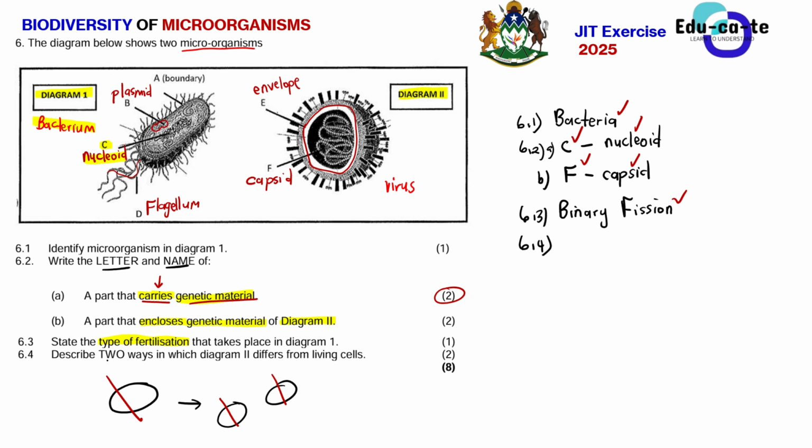Now, describe the 2 ways in which diagram 2 differs from living cells. Look at diagram 2. Remember that diagram 2 is the diagram of a virus. We say that a virus is not a living organism because it differs from other cells. What is the difference between a normal cell and a virus? Remember that a virus is non-living because its cell cannot respirate. That's the first thing.